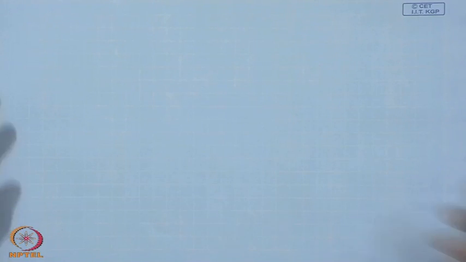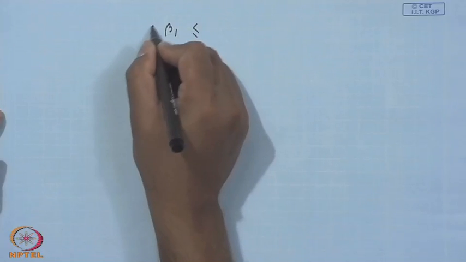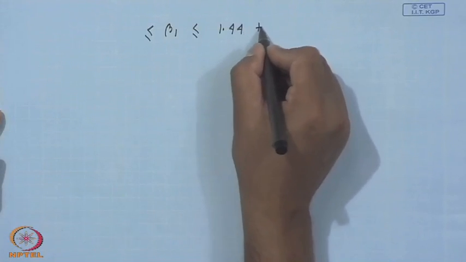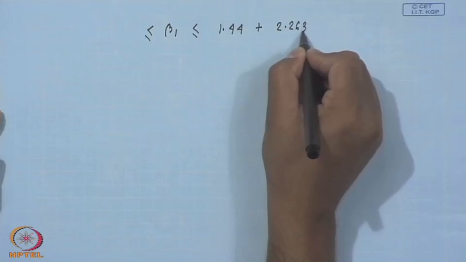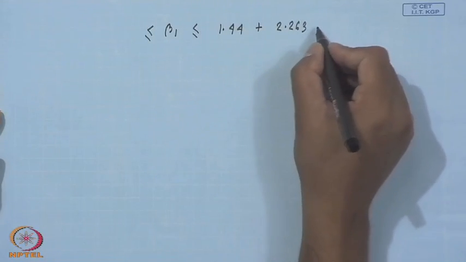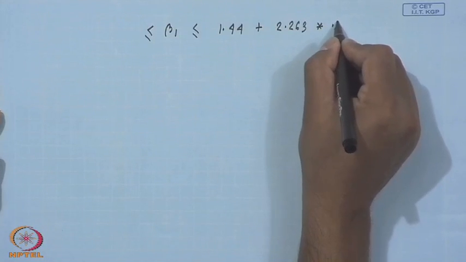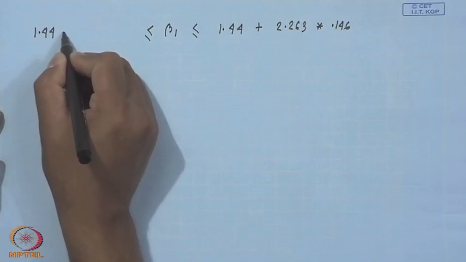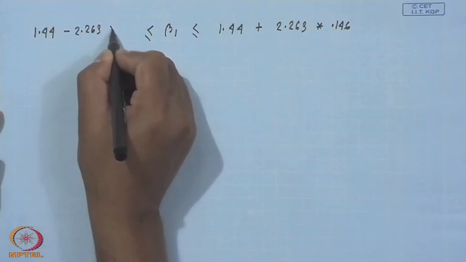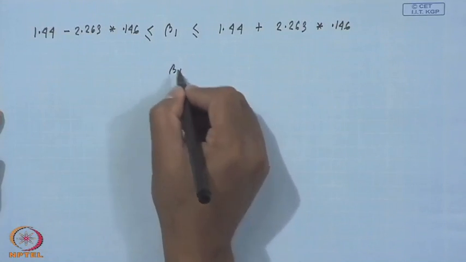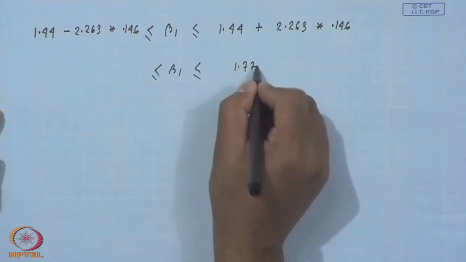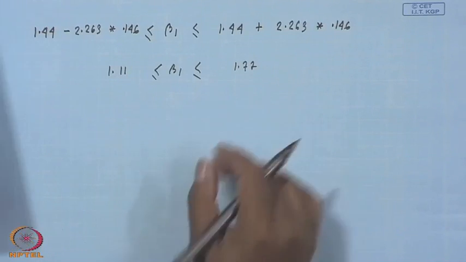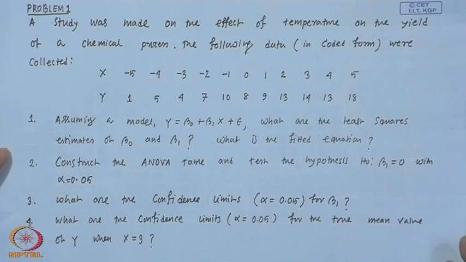Finally, for beta 1, let me put beta 1 hat here, which is 1.44, and the t value is 2.263, and the standard error of beta 1 hat is 0.146. Similarly, here 1.44 minus 2.263 into 0.146, and the limits for beta 1 are 1.77 and 1.11. So till now, these problems we have already discussed in the module.